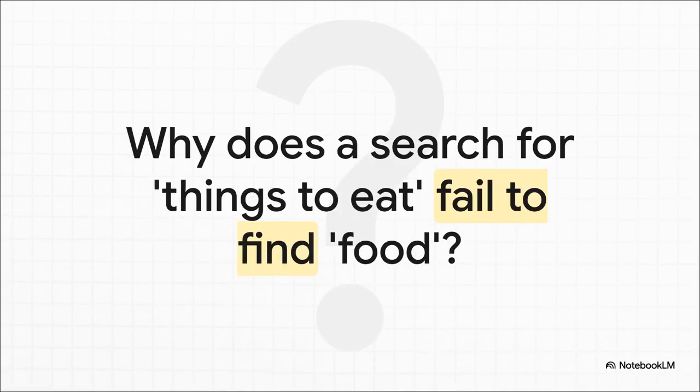Okay, so let's start with a super common problem, one I'm sure you've run into. You're searching for things to eat, but you get nothing. Why? Because you didn't type the exact word food. The reason this happens is that traditional databases are incredibly literal. They're just looking for an exact keyword match, not the actual meaning behind your words. So if it's not a perfect match, you get zip.